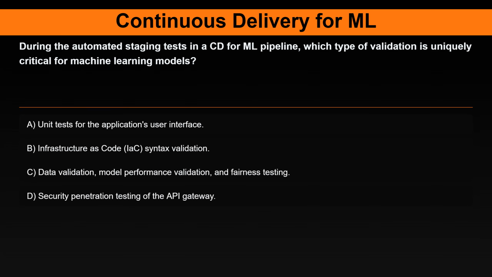Question 18. During the automated staging tests in a CD for ML pipeline, which type of validation is uniquely critical for machine learning models? Option A. Unit tests for the application's user interface. Option B. Infrastructure as code, IaC, syntax validation. Option C. Data validation, model performance validation, and fairness testing. Option D. Security penetration testing of the API gateway.